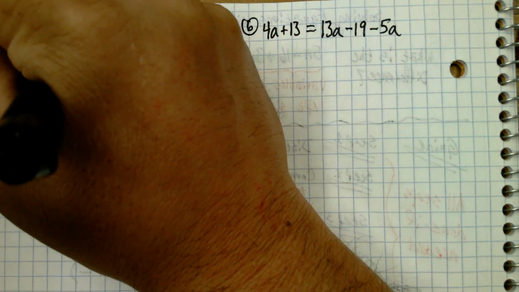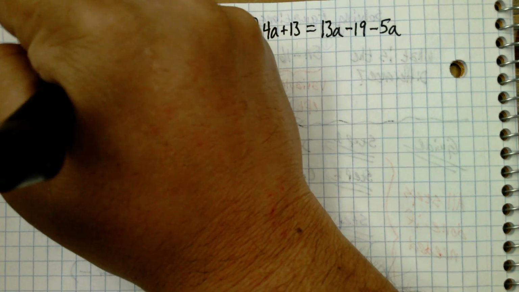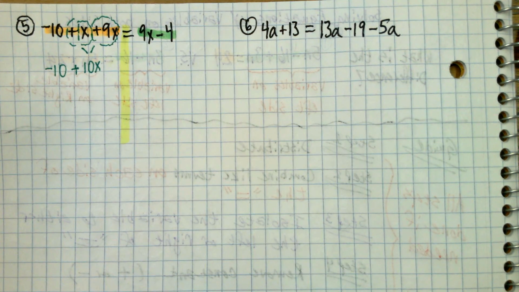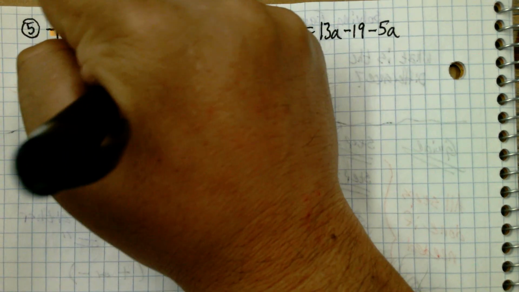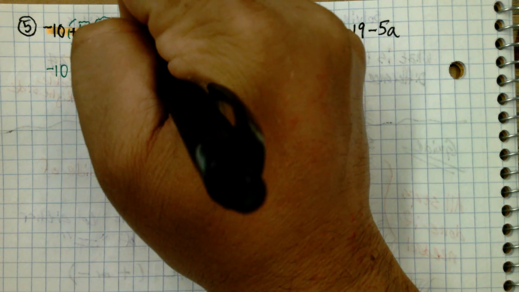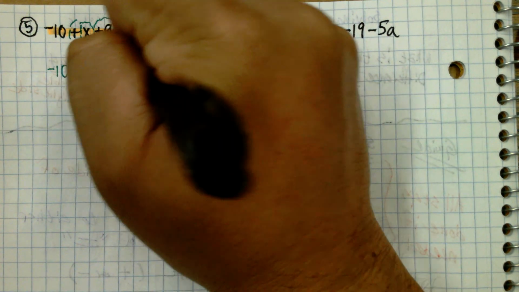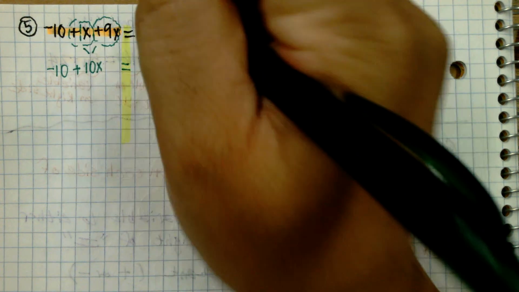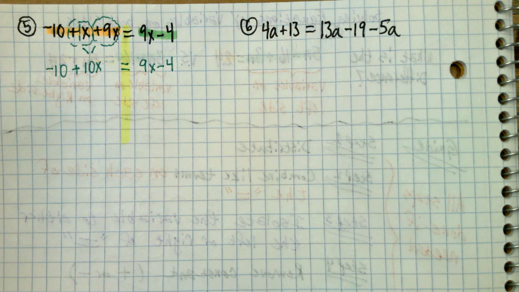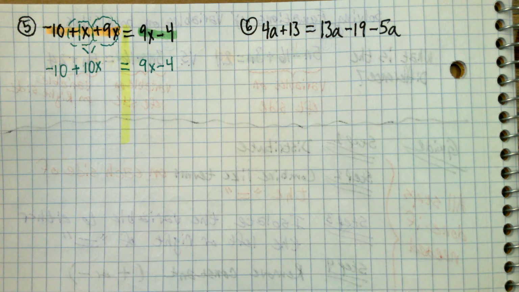And then we have negative 10. And since 10x is positive, we'll put a plus sign there. Okay, so we just combine that. And on the other side, we don't have to combine anything. So 9x minus 4. So now, if we do this correctly, we have variables on both sides and we have to isolate one of them.